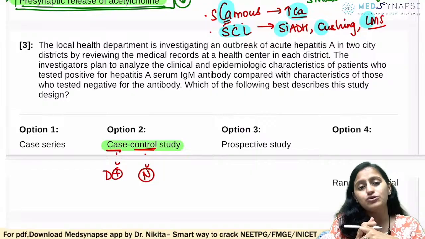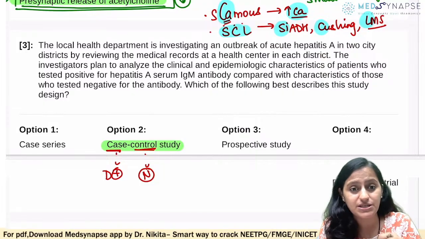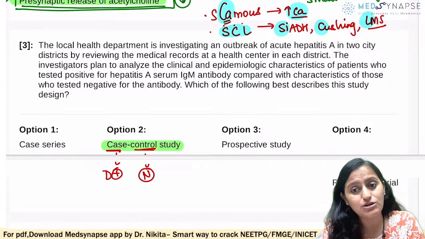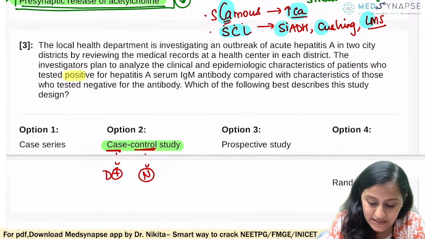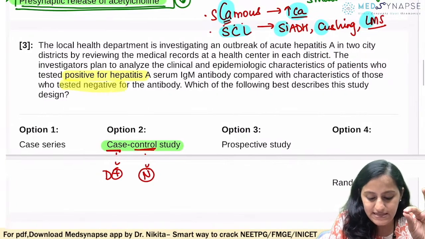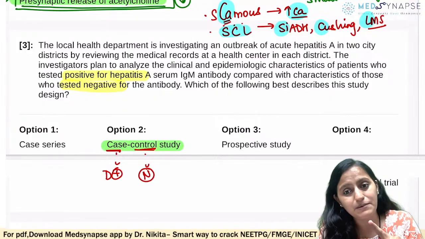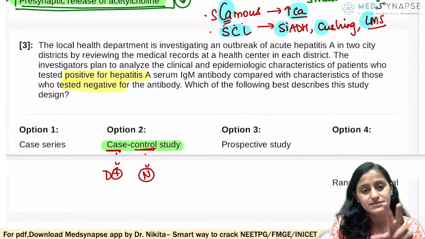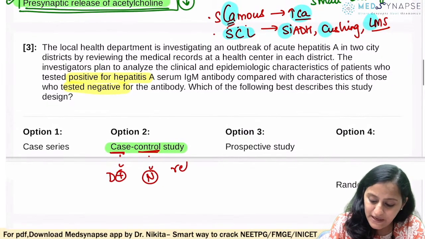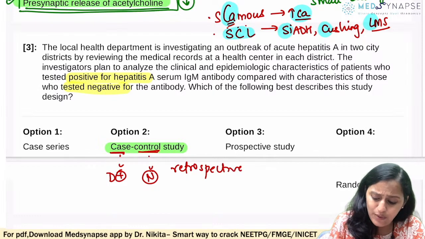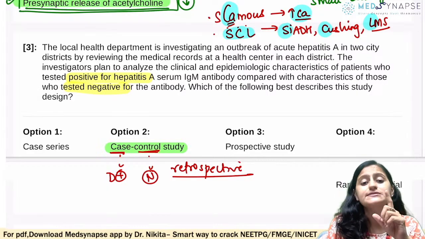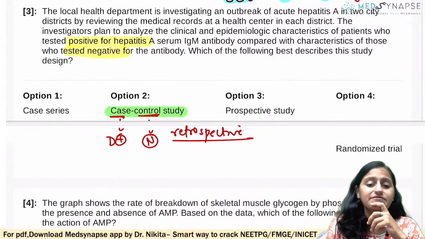In this question, the investigators plan to analyze the clinical epidemiological characteristics of patients who tested positive for hepatitis A antibodies compared with those who tested negative. That means patients who have hepatitis A, and then the normal subjects. So case and control are there, and you are doing a retrospective study. You will ask the patients about the exposure, the risk factors, right? So case control is generally retrospective.